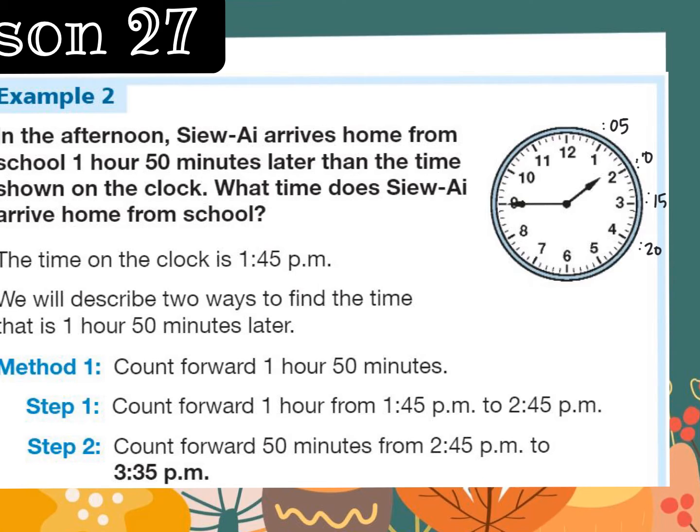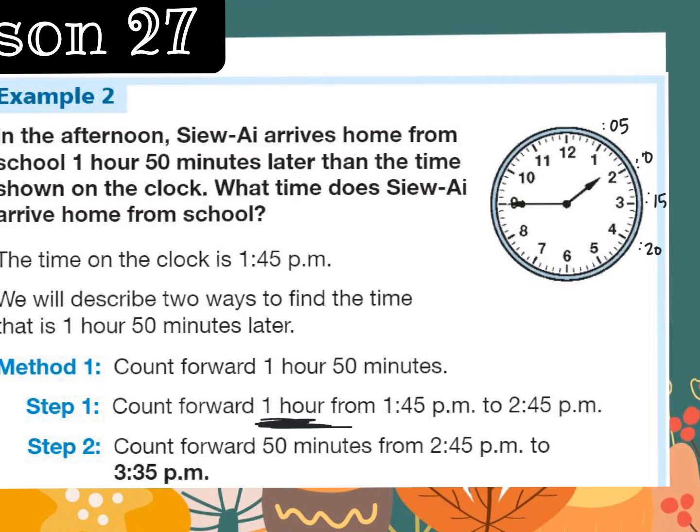Okay, yes? Wouldn't it be 2:35 because... Well, you forgot to do the hour. If you just do 50 minutes from 1:45, it would be 2:35. But we've got the whole hour. So this step right here, 1 hour from 1:45 is 2:45. So then you're basically starting at 2:45, 50 minutes ahead of that puts you at 3:35. Does that make sense? Okay.